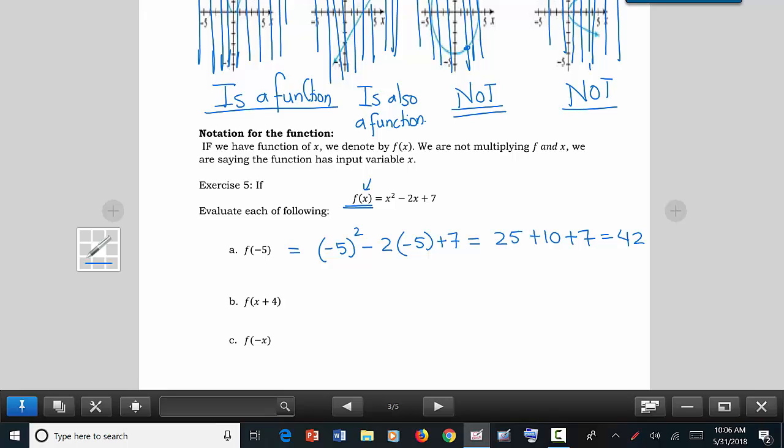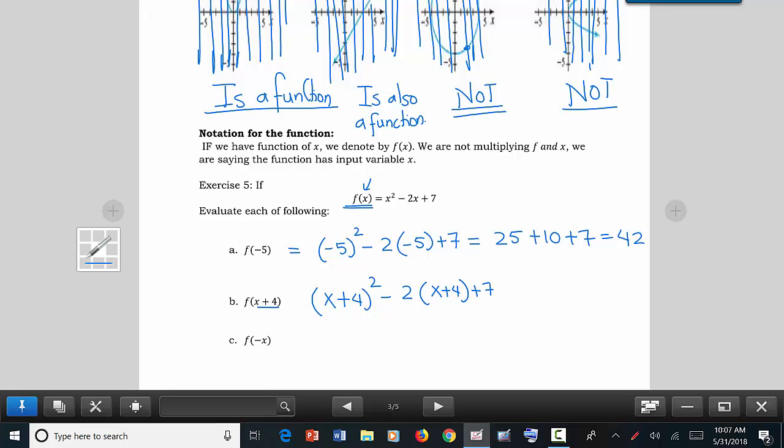For f of x plus 4, technically we replace x by x plus 4, because here the input is x plus 4. So x is replaced by x plus 4. x plus 4 squared minus 2 times x plus 4 plus 7.